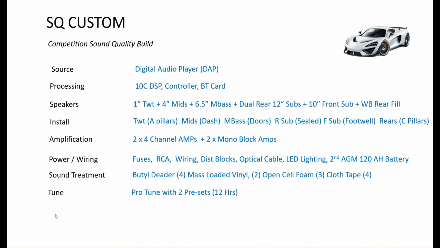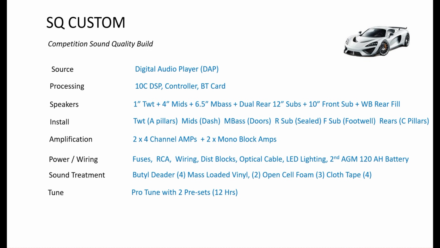Then I'm going to have to do a tune because I'm aiming for a very high standard of sound quality. That's going to take me a lot longer than a normal tune, and I want 2 presets. Maybe a party setting and a competition or demonstration setting. I'm going to have to do 2 tunes, so that's probably going to take me a day and a half to do properly.